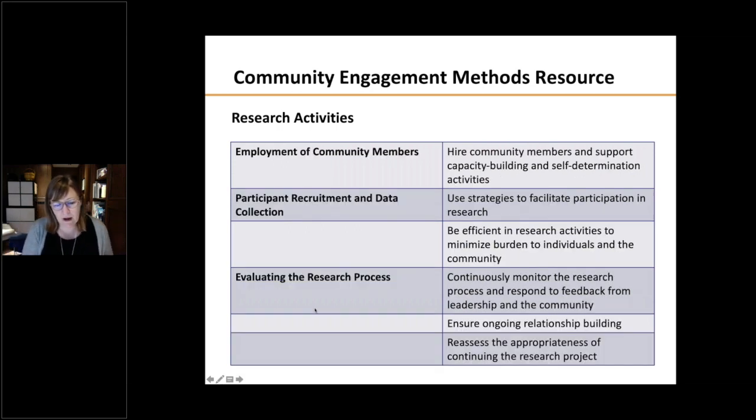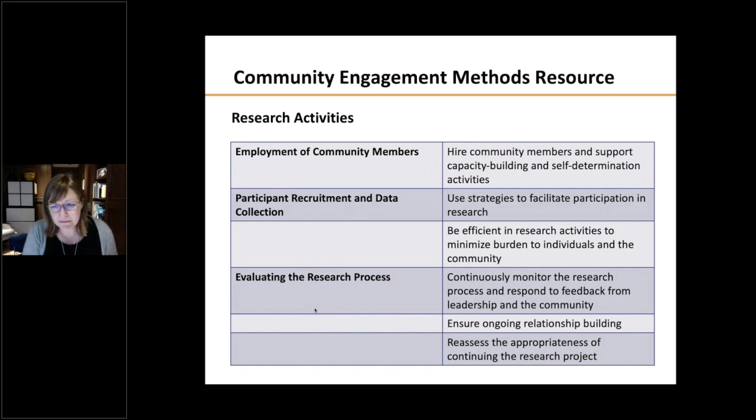Then hiring community members. It's important to have really good research protocols and support so that community members are the ones able to do the work and self-determine activities. And again, transferring funds to the community to employ those members is actually easier logistically than doing it through the university platforms.